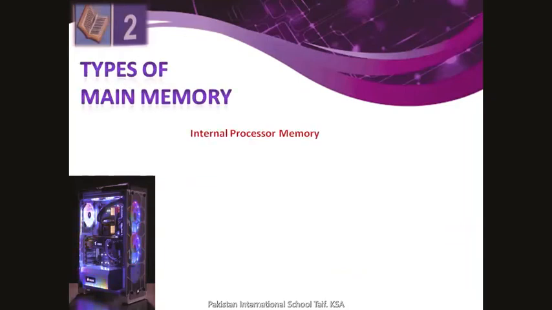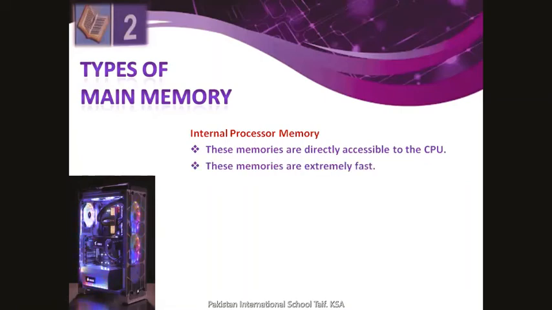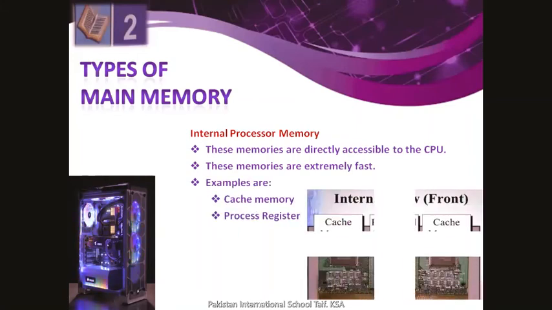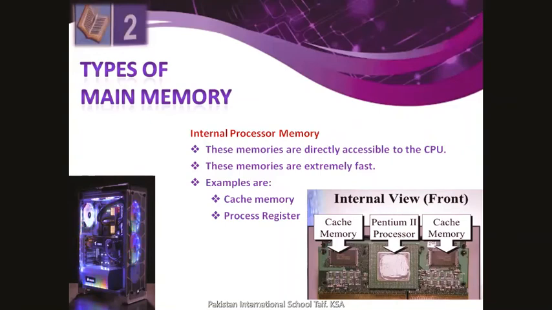Types of main memory. So first of all, we have internal processor memory. Internal processor memory means that these memories are directly accessible to the CPU. These memories are extremely fast. This means that these memories are inside your CPU, the central processing unit.